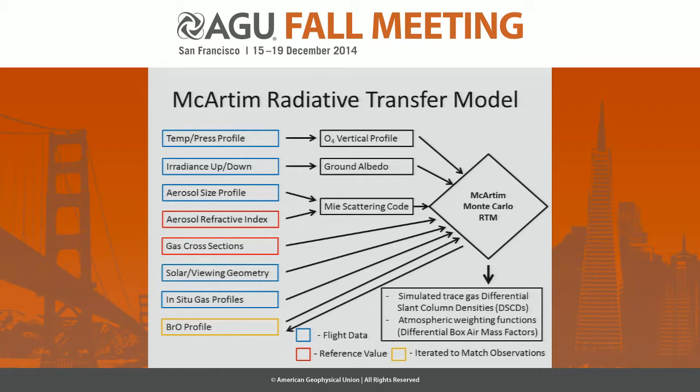Now, we did this by producing temperature and pressure profiles and in situ gas profiles taken from the ascent immediately prior to reaching this 7-kilometer altitude. We did have to take a few of these inputs, however, from literature as they were not measured during the campaign. These values include the aerosol refractive index, gas cross-section values, as well as our initial BrO profile that we used. And once again, once we run the radiative transfer model, the outputs are differential slant column densities as well as those differential box air mass factors, or the sensitivity functions.